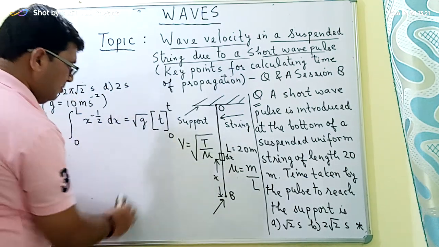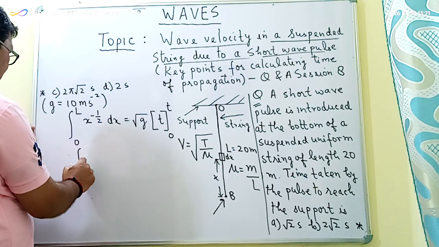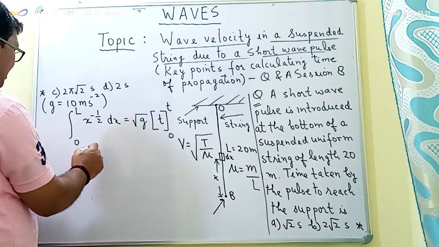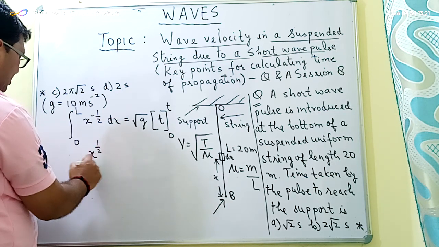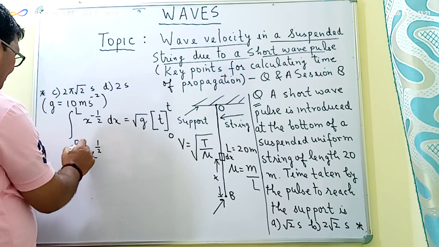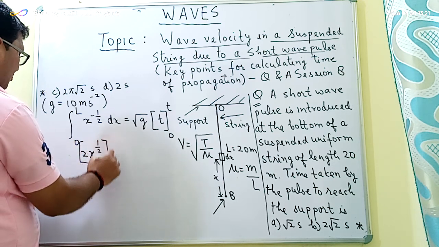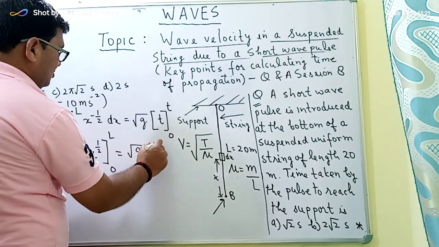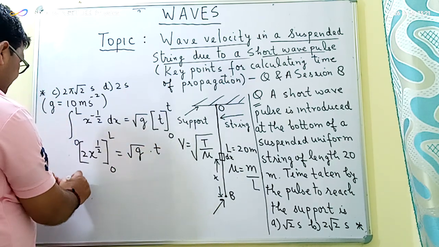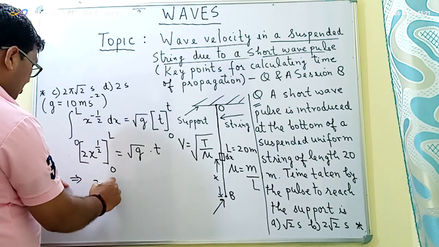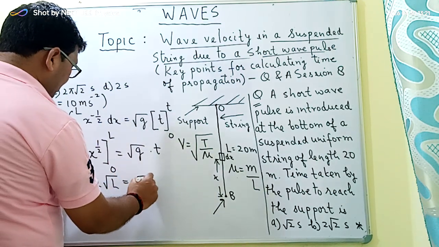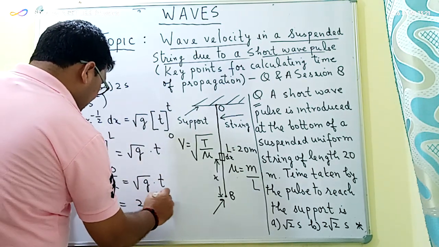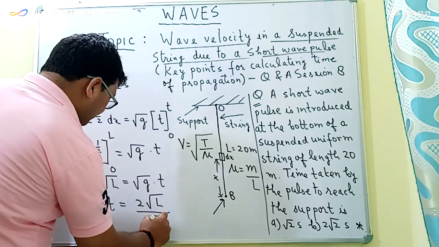The integration of x to the power minus 1 by 2 will be equal to x to the power 1 by 2 divided by 1 by 2. So I will get 2 into x to the power 1 by 2 within the limits of 0 to L, and this is equal to root g into t. So this is equal to 2 root L, which is equal to root g into t. So from here t will be equal to 2 times root L divided by root g.